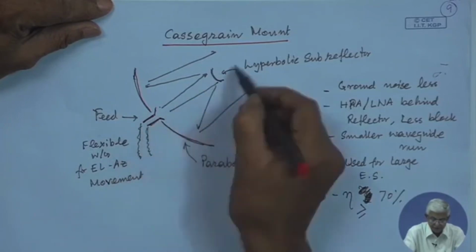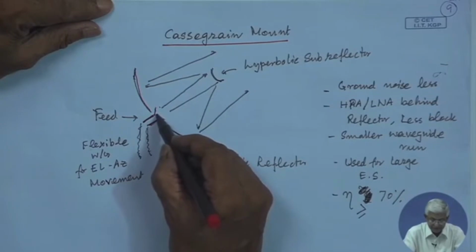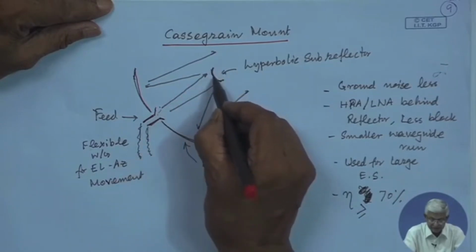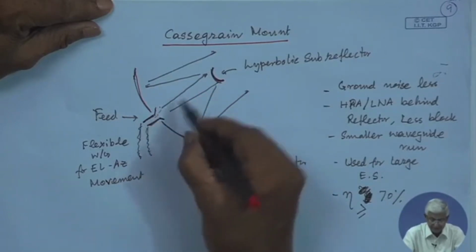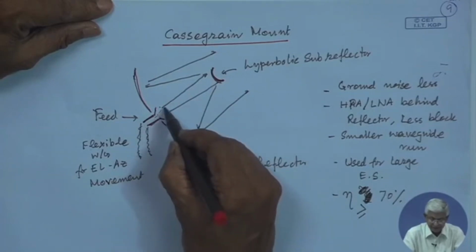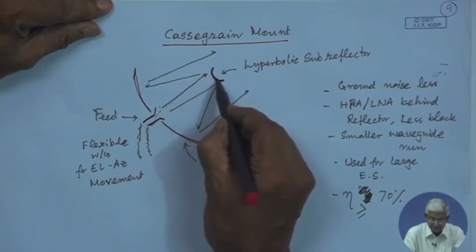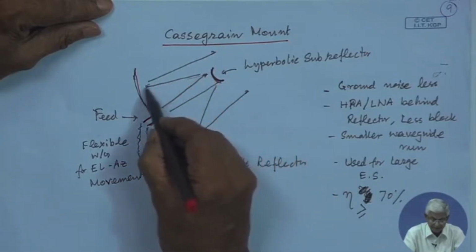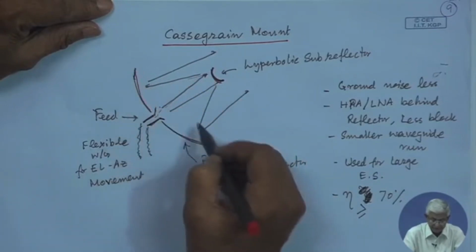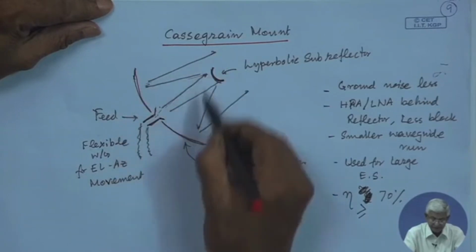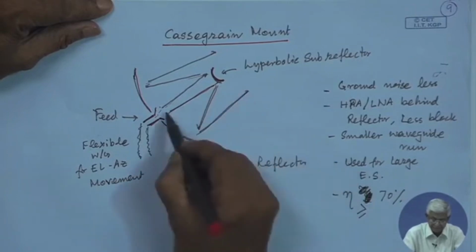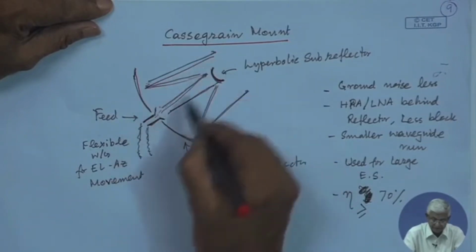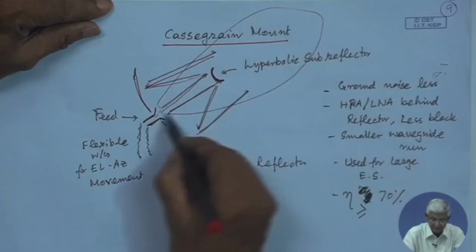So, how do I reach the focus? From here the radiation takes place, and then there is a secondary parabolic subreflector. From the feed, the energy goes up, hits the subreflector, gets reflected, comes to the primary reflector, and from the reflector it goes out. So, this is the path it takes, and its beam is like this.